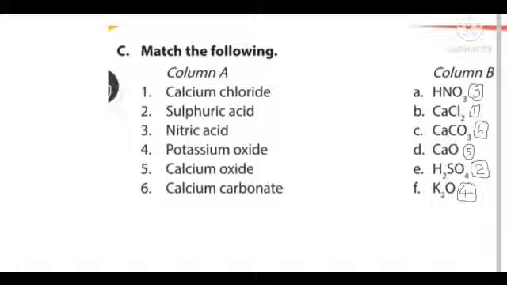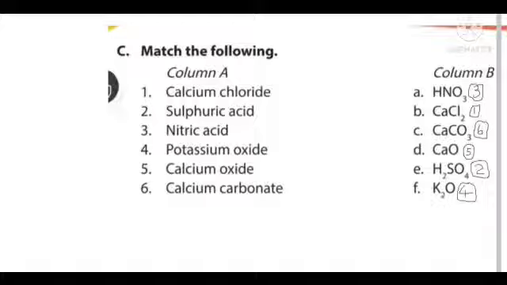Next about match the following. Okay, match the following. So see your booklet, it is given in your booklet also. So now itself learn this. Calcium chloride. What's the answer for calcium chloride? Match it in column B. Calcium Ca. Chloride Cl2. Is it? So B option CaCl2. Then sulfuric acid, what's the formula? H2SO4. Okay. Then nitric acid, what's the formula? HNO3. Learn this, okay? HNO3.